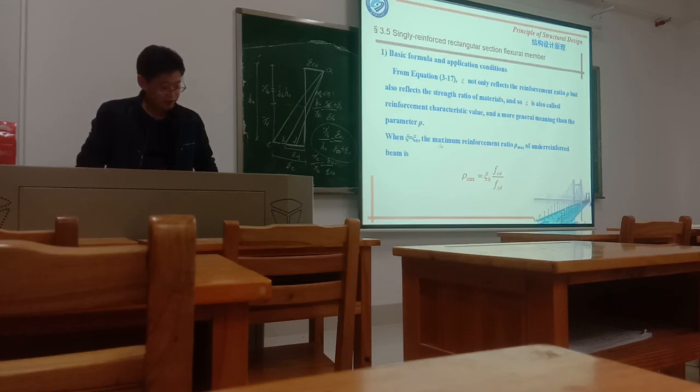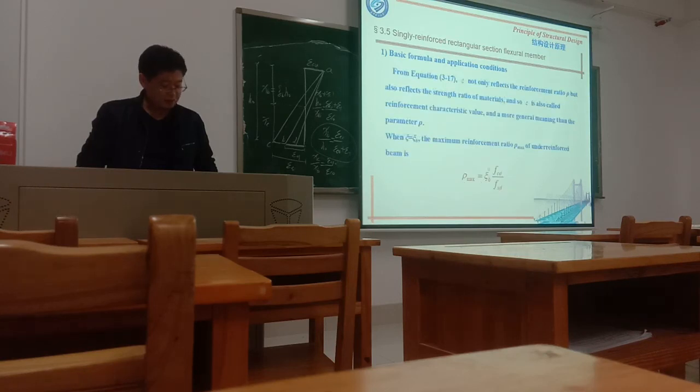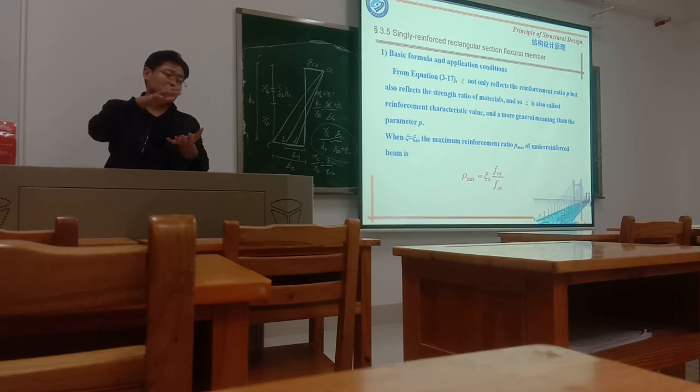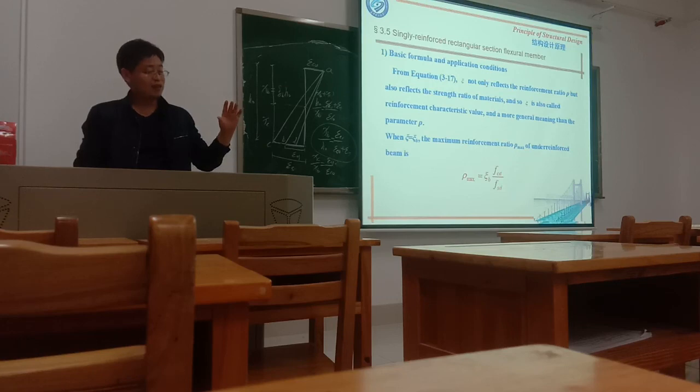When ξ equals ξb, the maximum reinforcement ratio ρmax for the appropriate reinforcement beam is given by this. So from this we can calculate the reinforcement ratio, because ξb you can find from the code, and fcd and fsd also can be found in the code because they are material strengths. Then you can find the boundary condition of the reinforcement ratio. So you know how much steel you can put inside, it cannot be more than this. Before you design, you can use this way to control the amount of reinforcement.